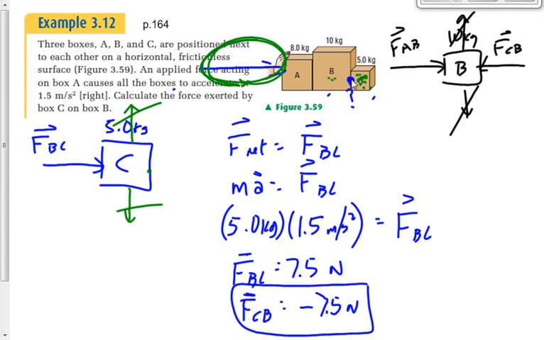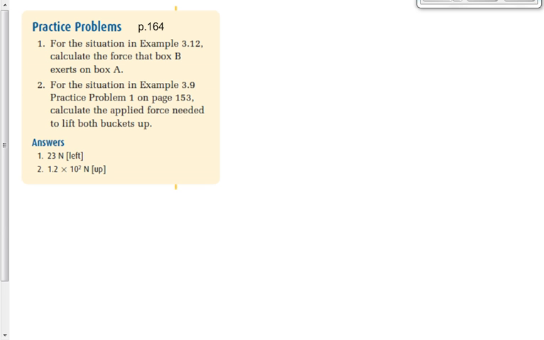If we wanted to find an internal force between atoms in your body, we'd analyze one of the atoms in your body, not your whole body. If we want to find the force of the trailer on the tractor for the semi-truck, we would analyze either the tractor or the trailer, not the whole semi-truck. If we want to analyze the force on your back as you're sitting in the car and the car accelerates forward, we're going to analyze you, not the car and you together. Okay, you want to find an internal force, analyze one of the objects, not the whole thing. Okay, let's see what you can do with practice problems on page 164, please.